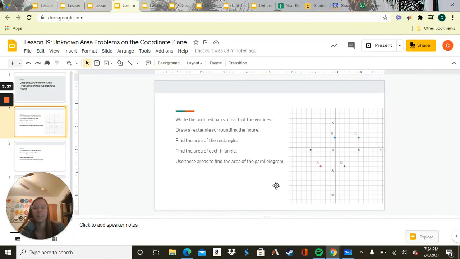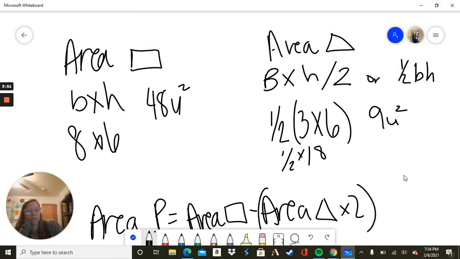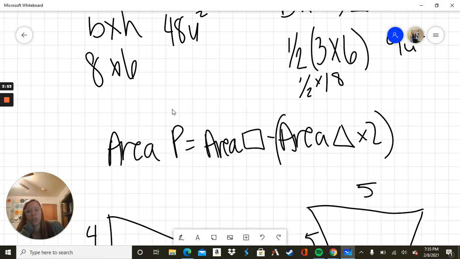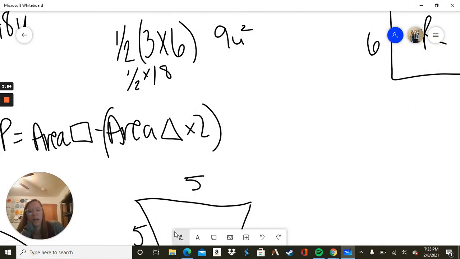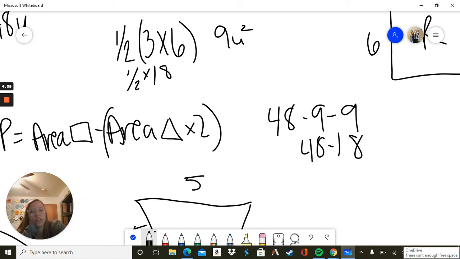Next, we need to use these areas to find the area of the parallelogram. So what we're going to do is we're going to take the area of the rectangle, 48, minus the area of the triangle, 9, minus the area of the other triangle, 9. Okay? So if we do that, we take 48 minus 9 minus 9. So 48 minus 18, excuse me, equals 30 units squared.